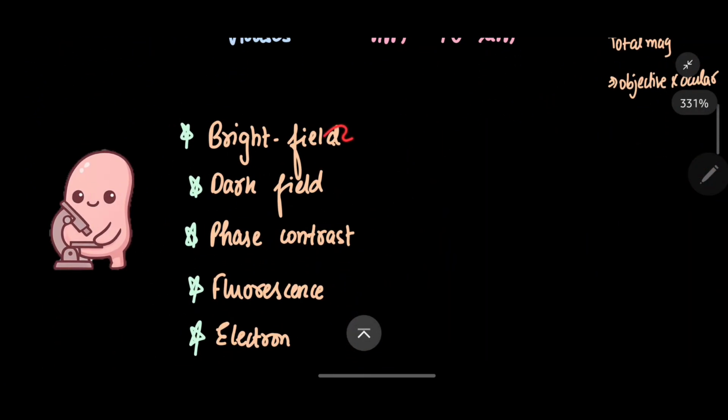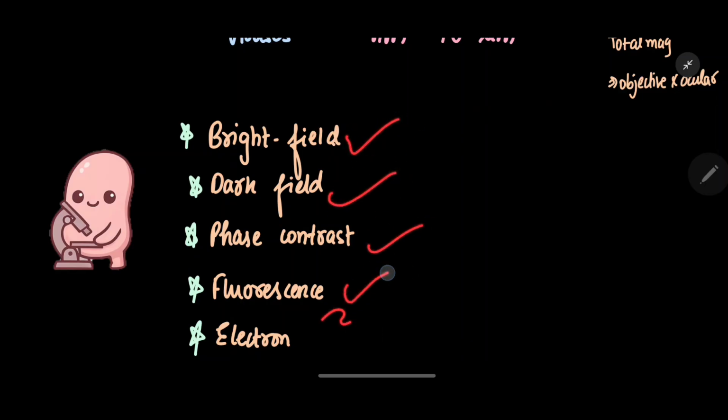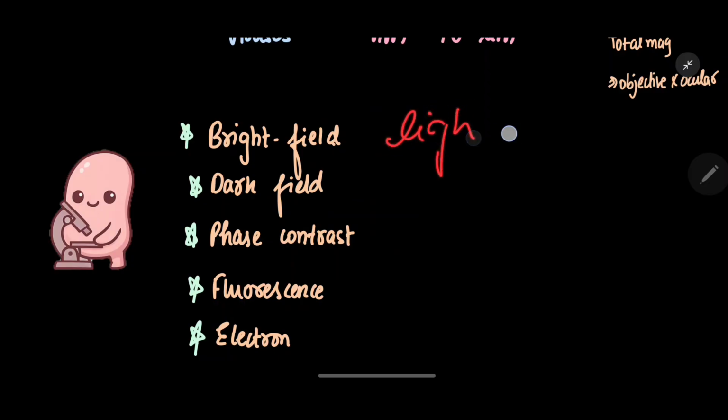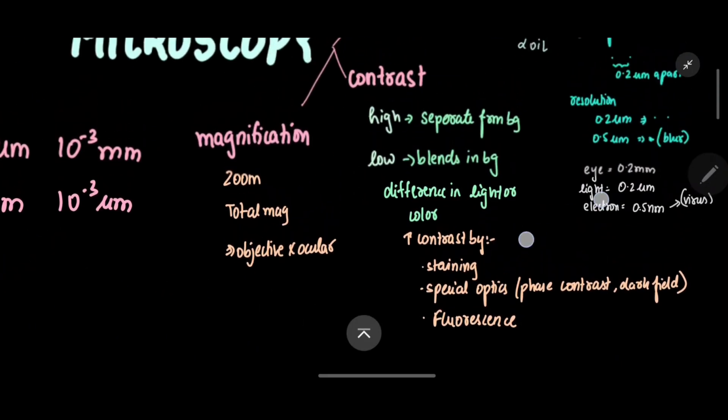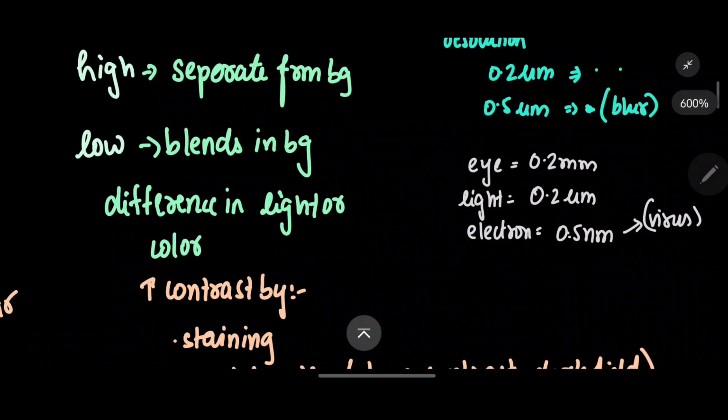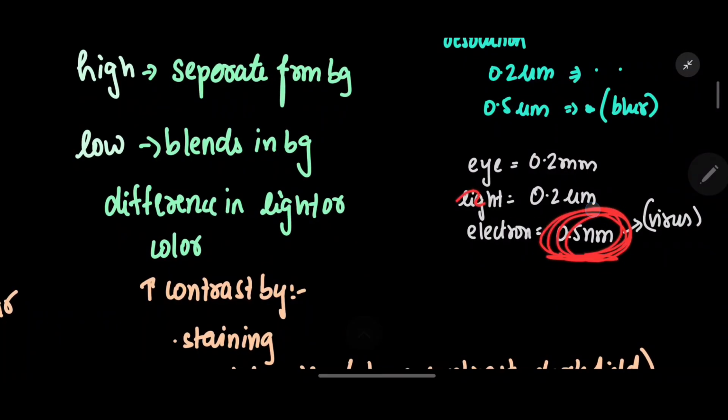Like we were going to see, why are there so many different microscopes? Why can't we just stick to a light microscope and call it a day? Because a light microscope is limited to 0.2 micrometers. What if we have a virus that's in nanometers? For that we have the electron microscope that has a very high resolution, that is 0.5 nanometers. So it is able to see these literal nanometers too.